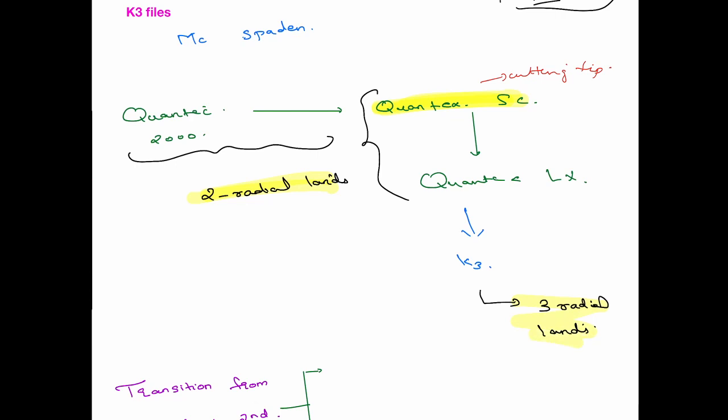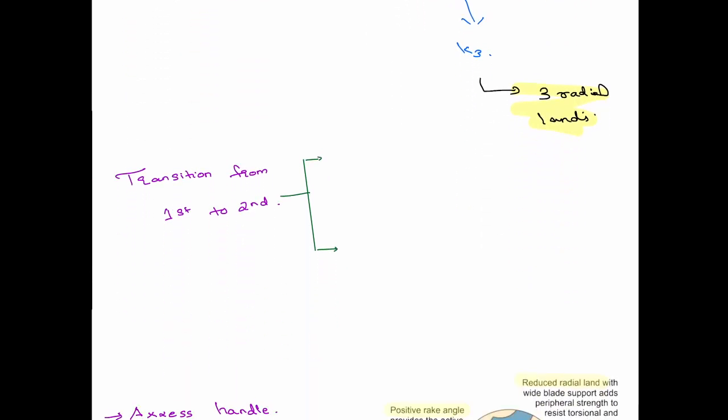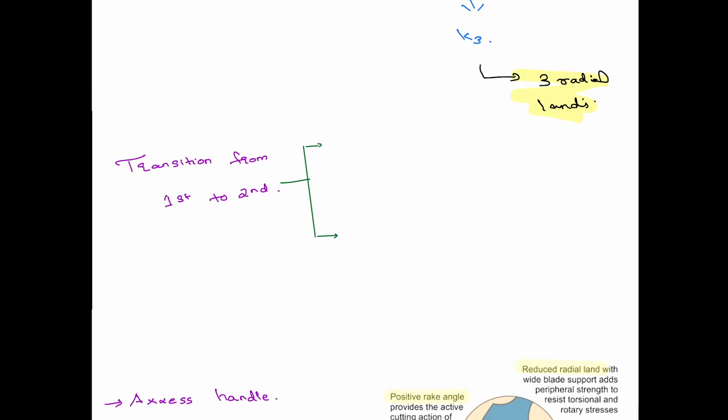So I'm keeping aside the first generation. Now I will be discussing the second generation. So it's K3 files, three radial lands. Basically this file system is considered to be a system which is a transition from the first to second. Remember, I told you there is an exception, that is K3 has got a radial land.